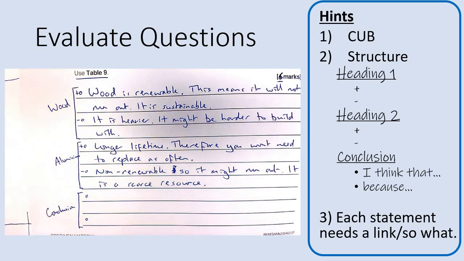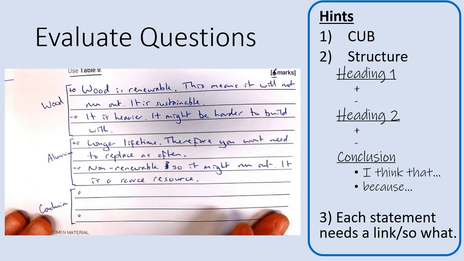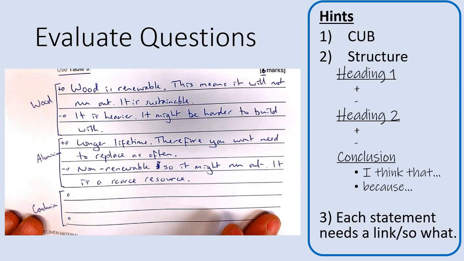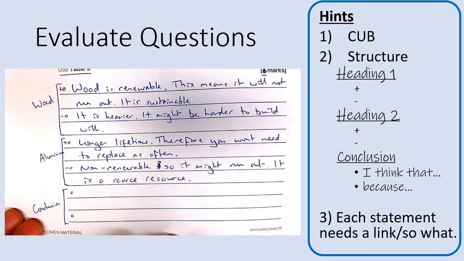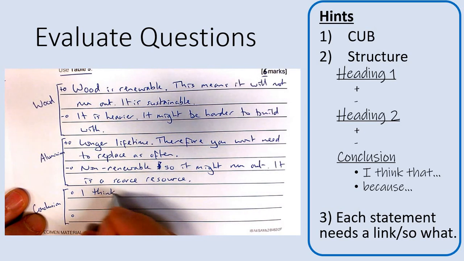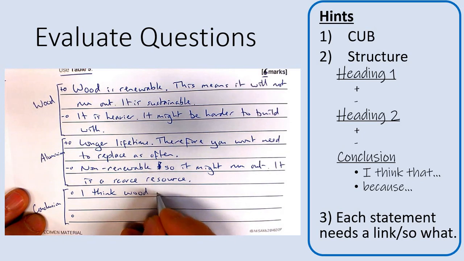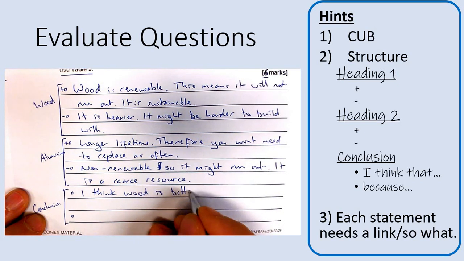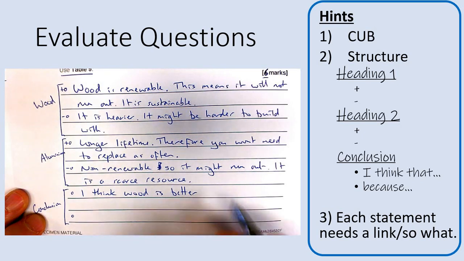Right, conclusion. This is the lovely bit. It doesn't matter what conclusion I come up with, as long as I justify it. But if I don't have a conclusion, I've limited myself straight away to a maximum of 4 marks. So my conclusion, which one shall I go for as better? And you can always start with I think wood is better. Just by writing that, I've got 5 marks. Okay, the 5th mark there.